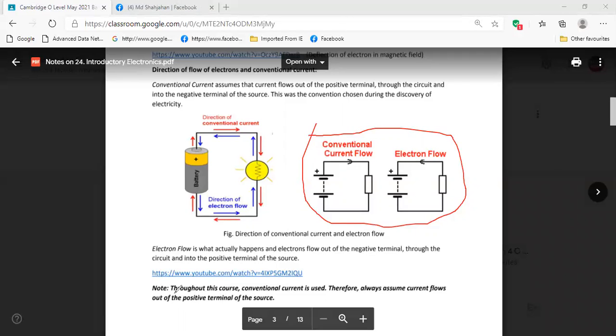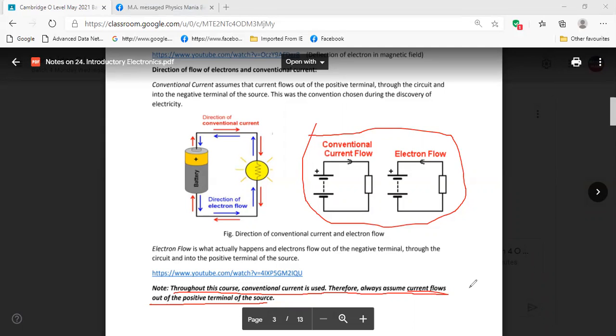And throughout this course, conventional current is used. Therefore, always assume current flows out of the positive terminal of the source. So never make this mistake. Always remember, current flow is from positive to negative throughout this course.